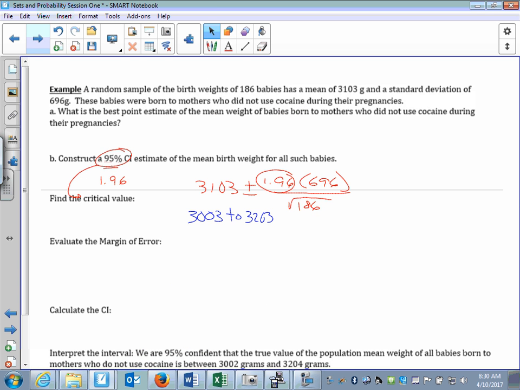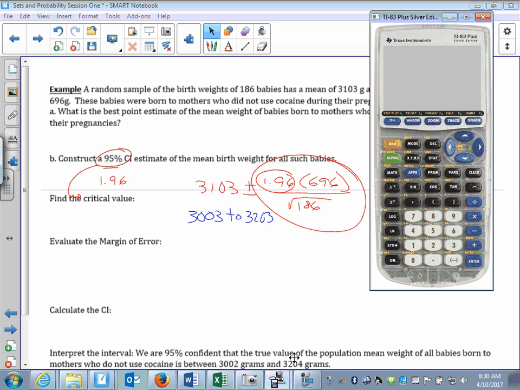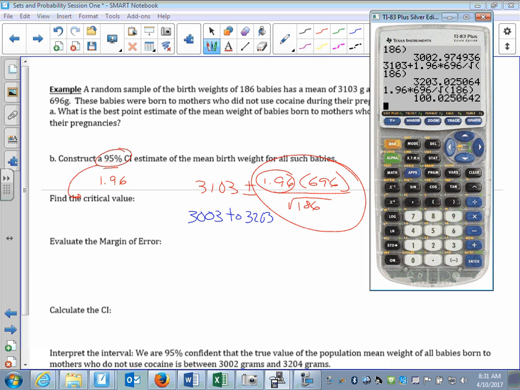The margin of error would be all of this multiplied together. Let's go ahead and find that. We can get that from our calculator pretty easily too. So let's get that. I'm going to press second enter, but now what I'm going to do is go back and delete the 3,103 and just calculate the part that I've circled here. That will be 100.02. So the margin of error is plus or minus 100 grams.